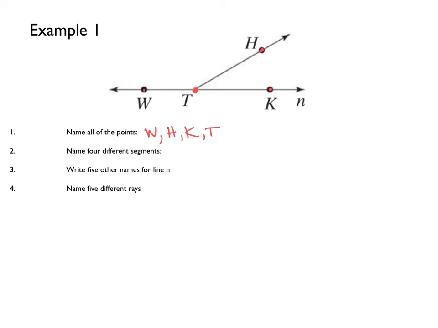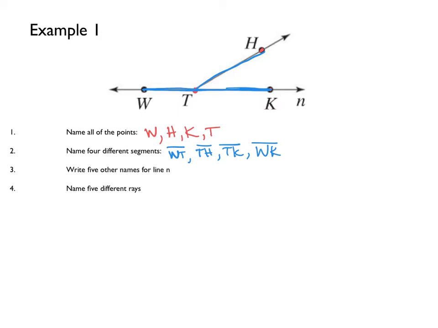For the next part, it says name 4 different segments. There are many different segments that you could name. I could name this segment right here that goes from W to T. So if I have WT, I just have to remember to write the segment above it. I could do T to H. I could go T to K. Again, I'm putting the segment above it. Or if I wanted to, I could do the big segment here, W to K.